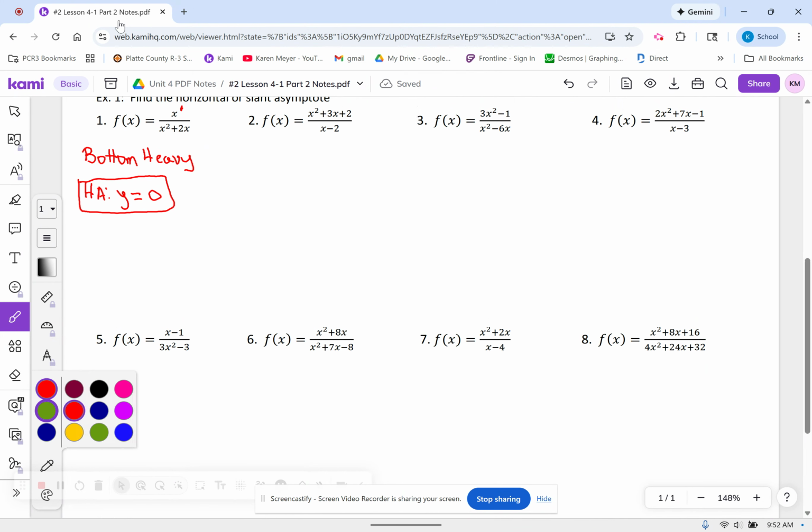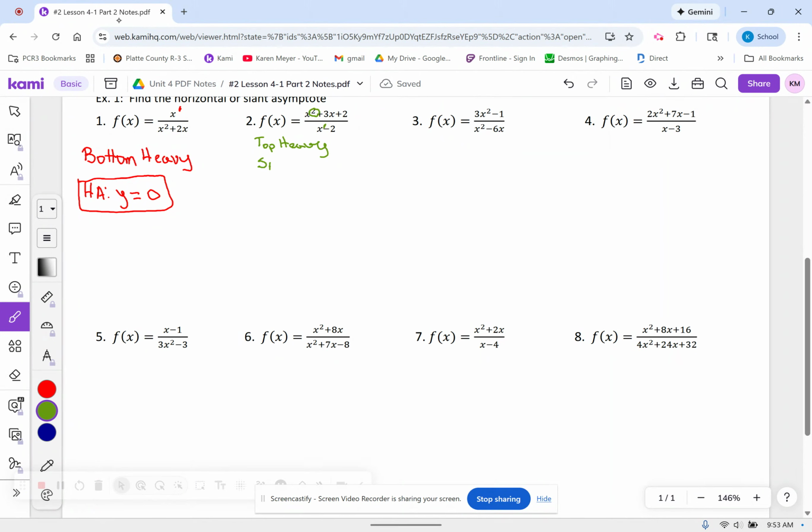So if I move on to the next one, for this one, compare your exponents. On top we have a 2. On the bottom, if there's not an exponent, that's a 1. So this time the top is bigger than the bottom. For your reference, this one is top heavy. And if it's top heavy, then that means it is a slant. And for slant, this is the one where we said you have to do synthetic division.